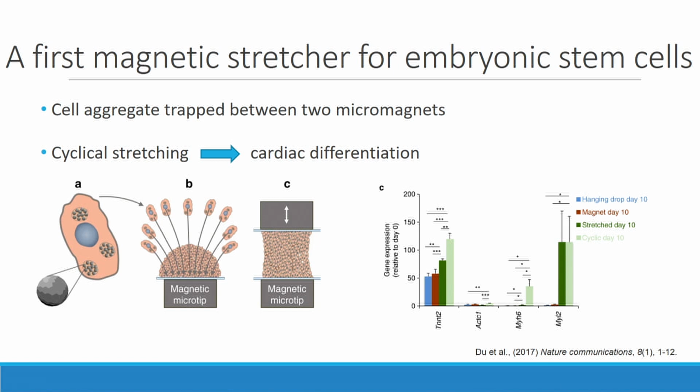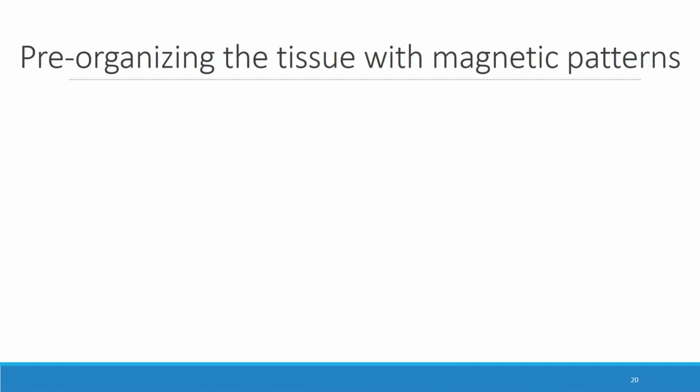But if you remember, skeletal tissue is very anisotropic. And in this case, you have more of a cubic shape for your tissue. So we thought that instead of letting the cells just aggregate between two magnetic tips, we can pre-organize the tissue so that it already has an anisotropic shape. And we have just the tool to pre-organize the tissue, magnetic patterns.